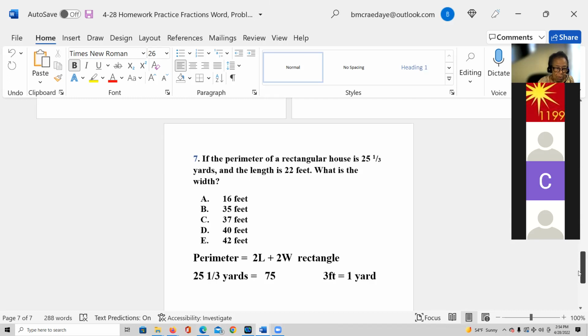How many feet in 1/3? Now, let me put what you said: 25 yards equals 75 feet. All right. Now I ask you, 1/3 of a yard equals how many feet?